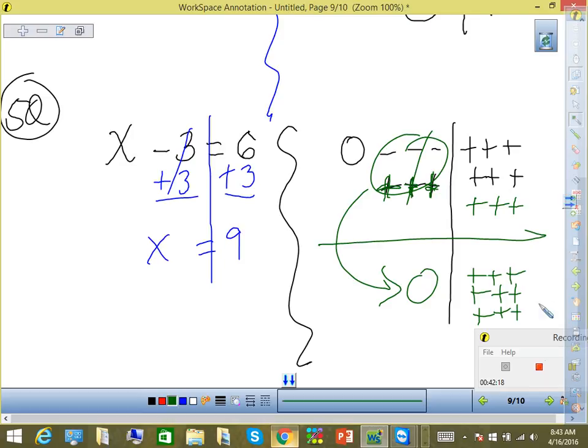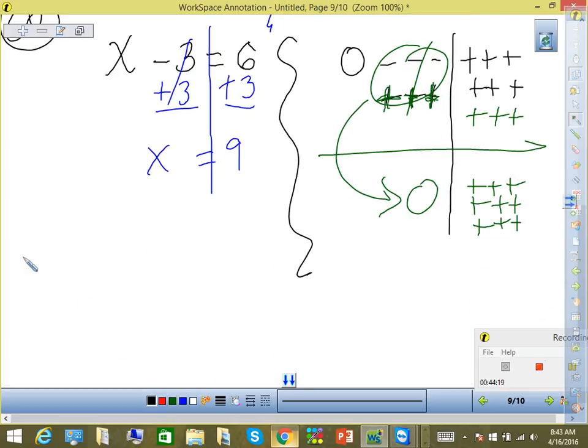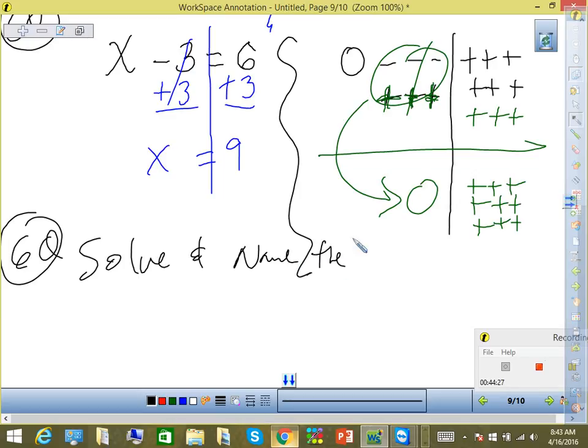All right. Here we go. Focus, please. All right. I'm going to go a little bit faster now with one variable, one-step equations. Then we're going to do two-step equations. And for right now, we're not going to do cups and tiles. We're just going to solve them. Here we go. Example 6. Solve and name the properties.